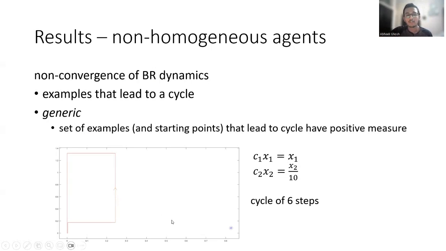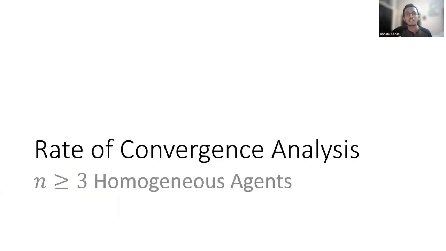We can also notice that the cycle is far away from the equilibrium point, which is at the bottom right corner of the plot, denoted by a star. This non-convergence result is also generic, which means that in the space of valid output profiles, the set of starting points and the examples that lead to cycles have a positive measure. For the rest of the talk, I will provide some intuition about our rate of convergence analysis for 3 or more homogeneous agents.